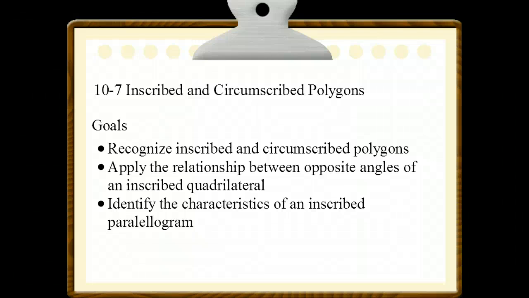Welcome to Chapter 10, Section 7, Inscribed and Circumscribed Polygons. In this section, our goals are to recognize the difference between inscribed and circumscribed polygons, apply the relationship between opposite angles of inscribed quadrilaterals, and identify the characteristics of an inscribed parallelogram.